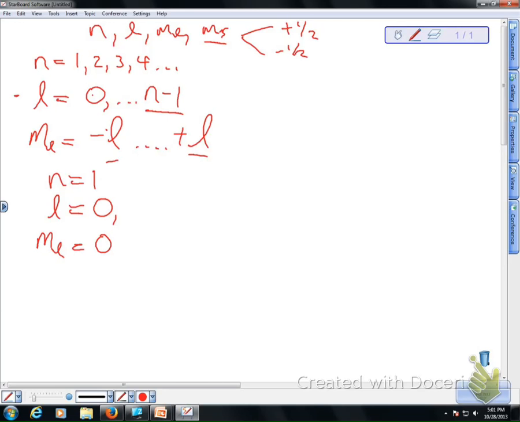All right, before I say much else, I'm going to come over here, and I'm going to do n equals 2. All right, so on the second ring, if n equals 2, l can be 0. n minus 1 is 1, so it can also be 1.